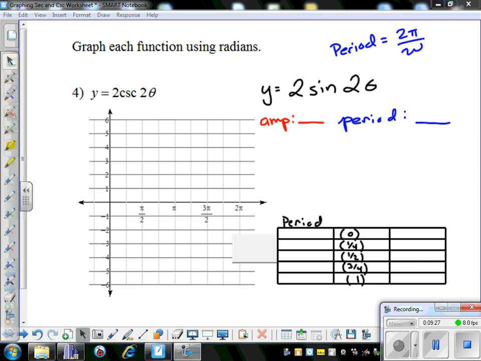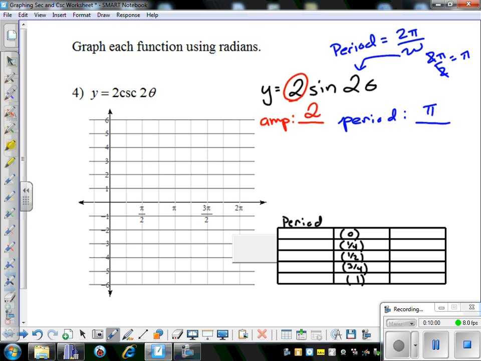Now, as we graph number 4, y equals 2 cosecant 2 theta. Remember, cosecant goes with the sine, so we're going to graph y equals sine 2 theta. Now, remember, our amplitude here is going to be 2. Now, our period is 2 pi divided by omega. And remember, omega is that number in front of that theta. So it's going to be 2 pi divided by 2, which is going to give us pi because the 2's are going to cancel out.